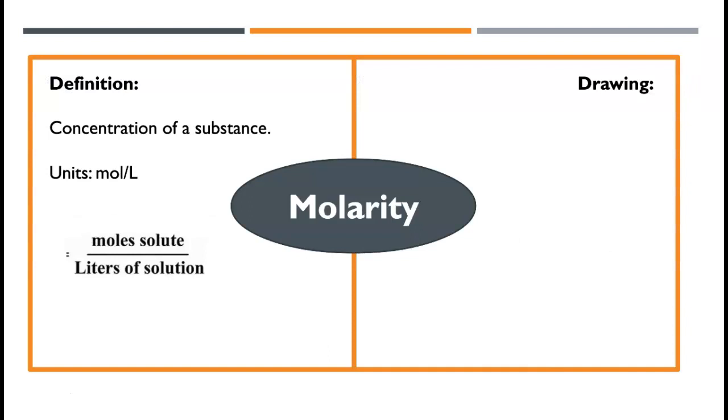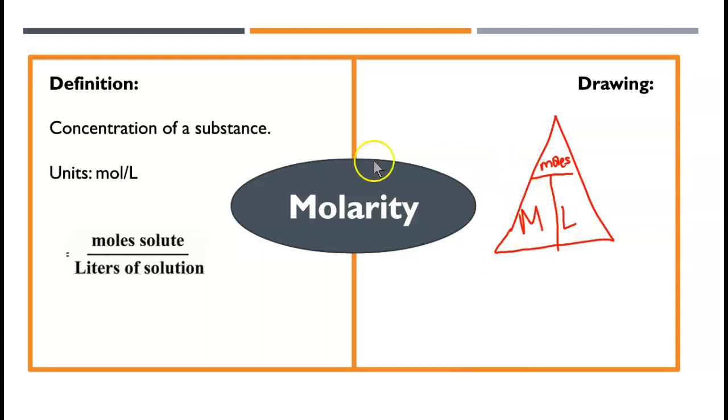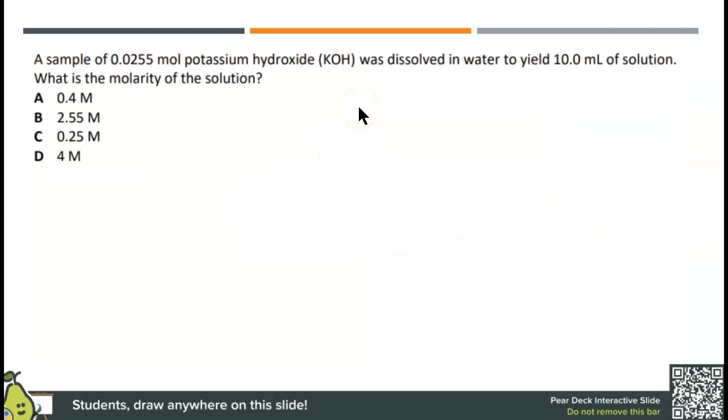Molarity. Molarity of a substance is in units of moles per liter, and molarity is also kind of like saying the concentration of something. I want you guys to remember the triangle, which is kind of like the density triangle, except now with molarity. Here is the word moles, this is the liters, which I'm going to put an L, and then a capital M for molarity. Yes, molarity is capital M.